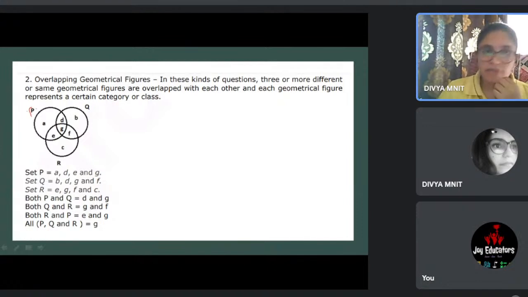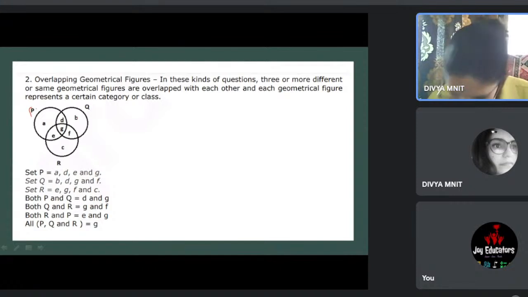So, P is the teacher, Q is the doctor, and R is the lawyer. Then we have to find who is the doctor and lawyer; we give this E. And who is the doctor and lawyer, then it's F. If the teacher and lawyer, then it's E. If the doctor and teacher, then it's D. And who is the doctor, lawyer, and teacher? Then it's G. This type of question we face in the examination.